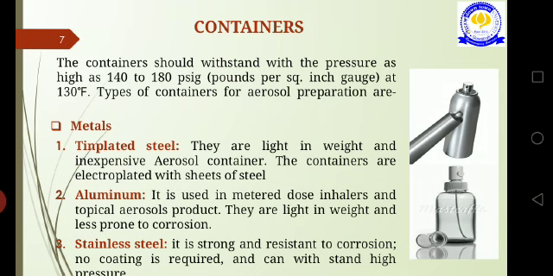Next, aerosol containers. Aerosol containers are a specially designed device that should meet a few criteria. For example, first, it should not create any sort of chemical reaction with the content. Second, it should withstand high pressure at a temperature of about 130 degrees Fahrenheit. So any container selected for an aerosol preparation should have a pressure resistance capacity of 140 to 180 psi at a temperature of 130 degrees Fahrenheit.